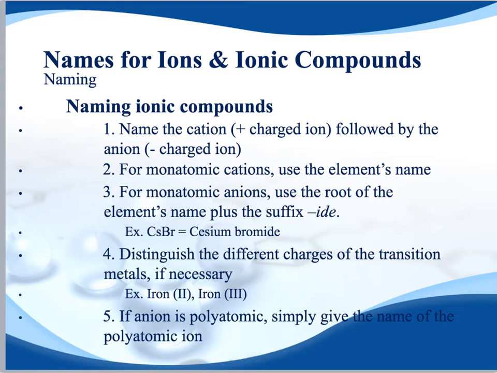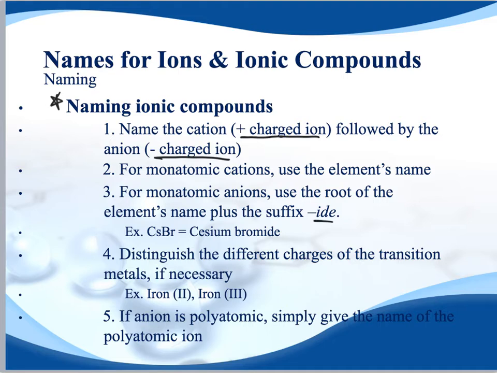Okay, naming ionic compounds. There's a lot of rules here, and these are very important to get down, but we're going to practice them in a moment. So rule number 1, name the cation first. Remember, that's the positively charged ion, followed by the anion, the negatively charged ion. For monatomic cations, use the element's name. So if it's just a single atom and it's a metal, use the element's name. For monatomic anions, use the root of the element's name plus the suffix -ide.